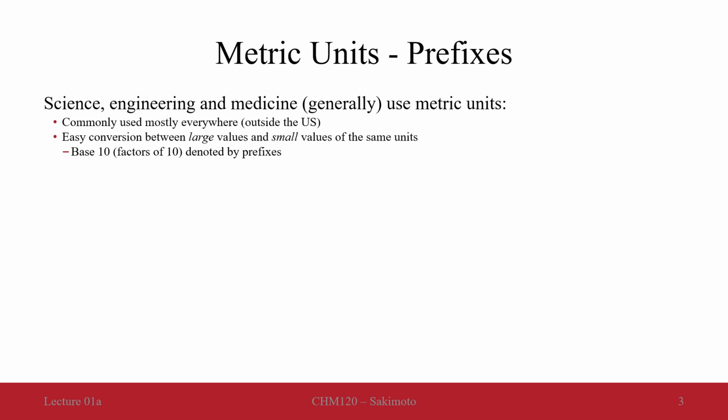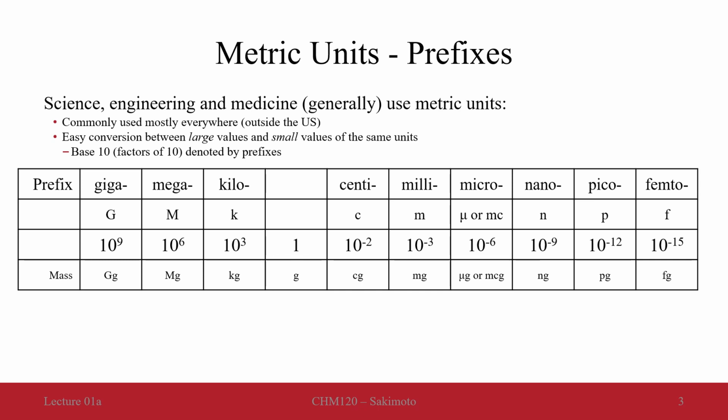The beauty of these metric units is that every denomination of mass, for example, is separated by a factor of 10 or factors of 1,000, giving us the ability to easily convert between large and small values of the same unit. We utilize a series of prefixes that modify this base unit. So here in this table, we can see that if we wanted to measure the mass of something, we might measure in terms of gram, this lowercase little g.